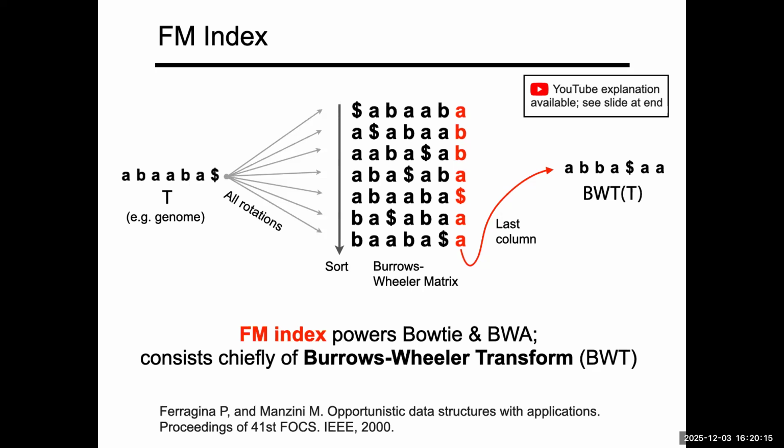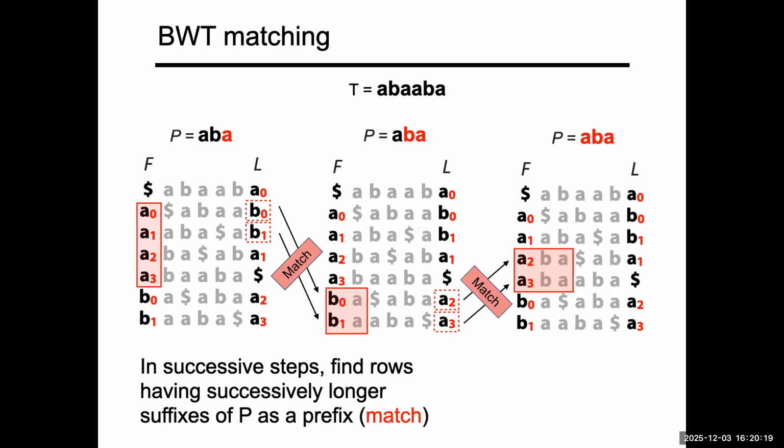But let's just say we take the Burrows-Wheeler transform and we can use it as an index by driving a process that looks like this. So if we have a pattern and we have our Burrows-Wheeler matrix, this is the Burrows-Wheeler transform, it's the last column. We can, in a series of successive steps, take each letter of our pattern, starting from the right-hand side, and we can match longer and longer suffixes of our pattern. When I say match, I mean we're finding all the rows of this matrix that begin with that suffix.